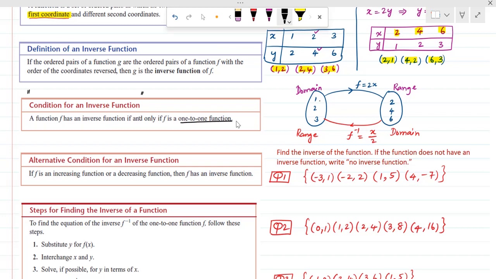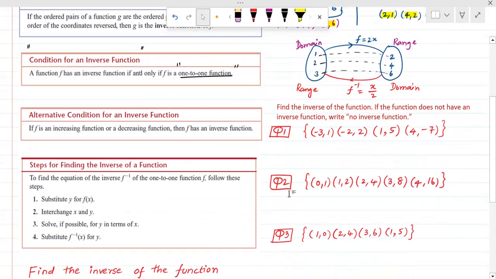So only one x value will be paired with only one term. We call this one-to-one. So we will have (1, 2): 1 is paired with 2, 2 is paired with 4, 3 is paired with 6. This one we call the one-to-one function. Then only the inverse exists. Otherwise the inverse does not exist.